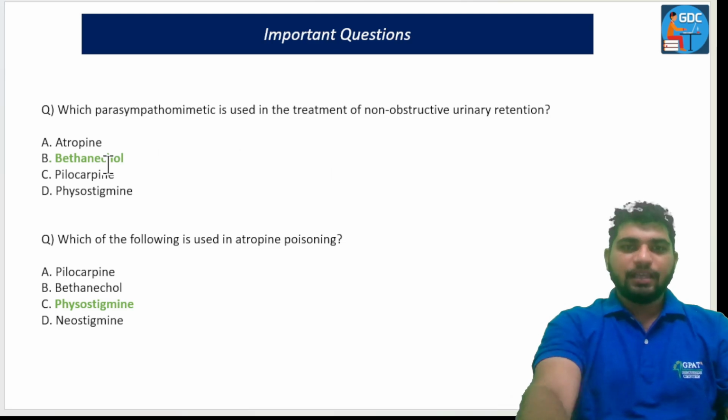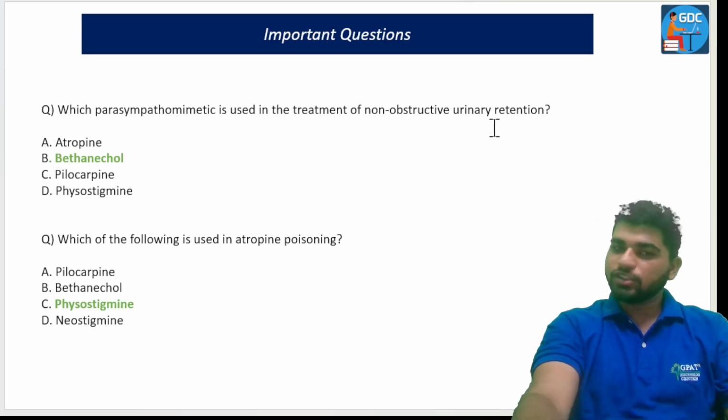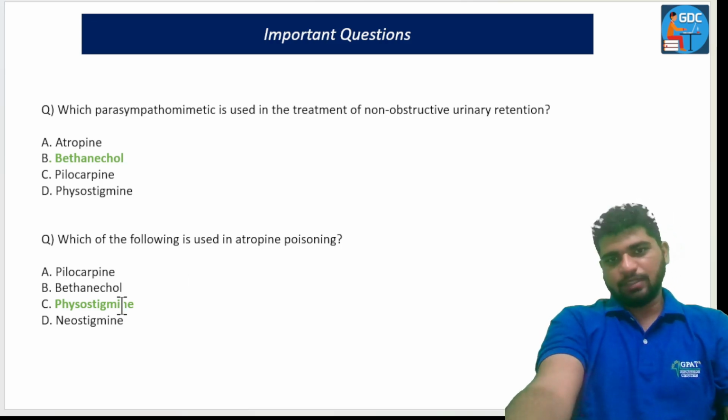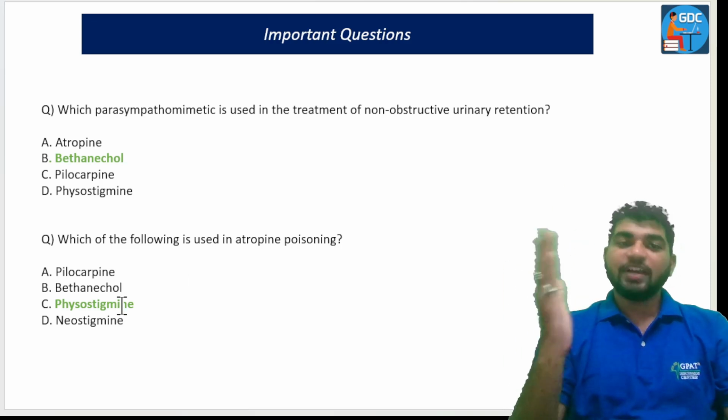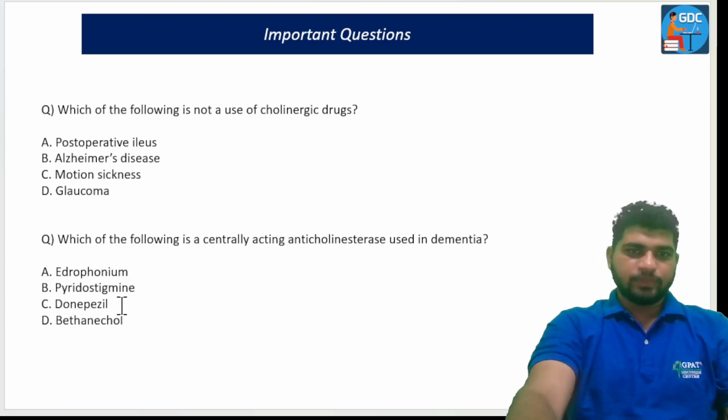So now let's move towards the answer. Bethanechol is used in the treatment of non-obstructive urinary retention. B for bethanechol, B for bladder, as I've told you before also. Which of the following is used in atropine poisoning? Physostigmine. And which one is used for physostigmine poisoning? Atropine.